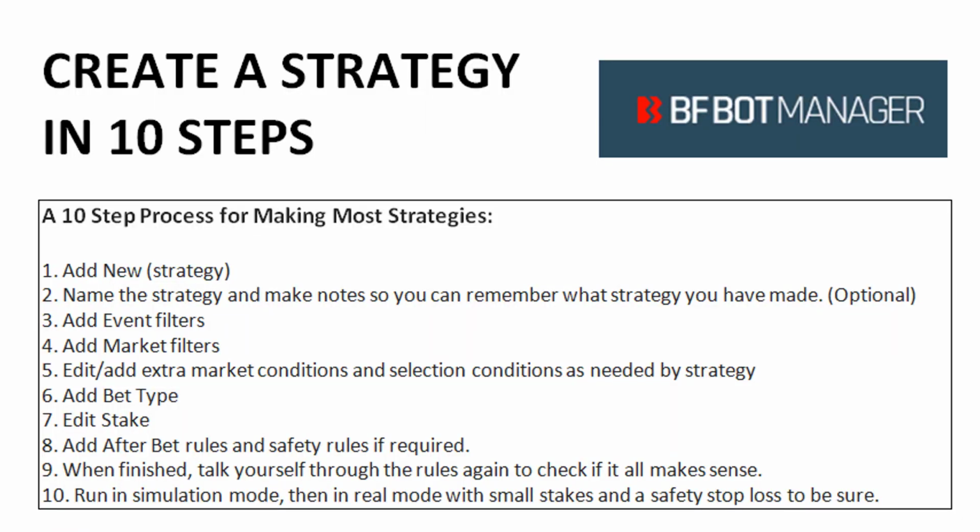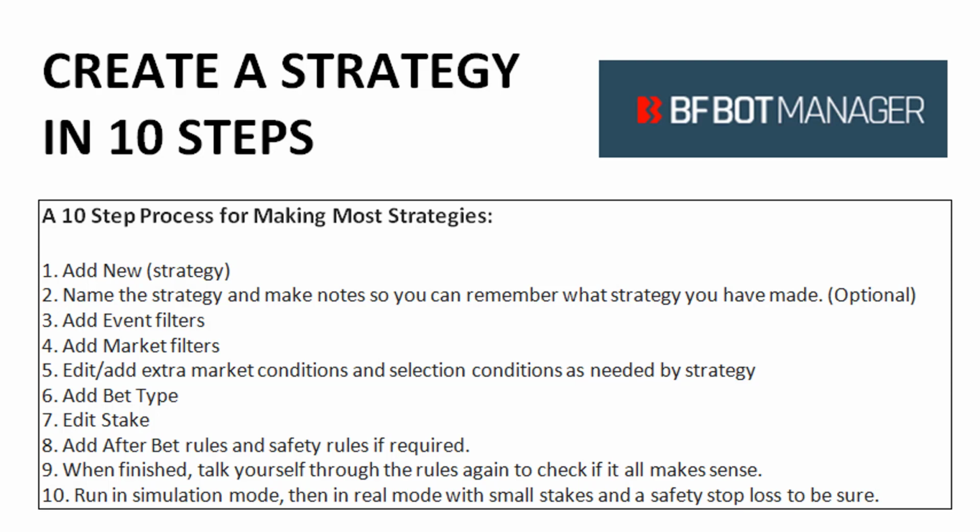A standard way to create a new strategy is to go to the Strategies tab and click Add New Strategy, name the strategy, and make notes so that you can remember what strategy you have made. This is optional but useful. Then add event filters and market filters, and then edit or add extra market conditions and selection conditions as needed by the strategy. Add a bet type, edit the stake, and add after bet rules and safety rules if required. When finished, go through the rules again to check if it all makes sense. Finally, run it in simulation mode, then real mode with small stakes, and a safety stop loss to be sure the strategy is working as intended.